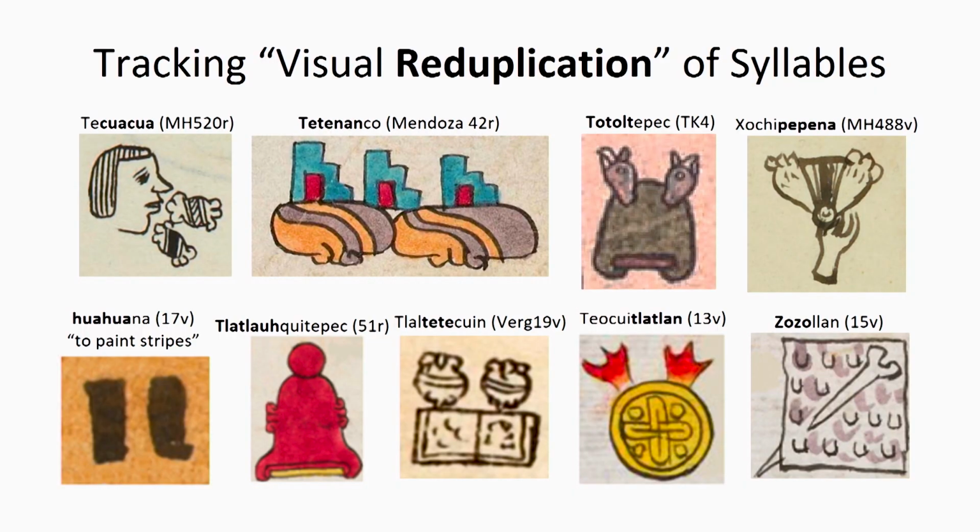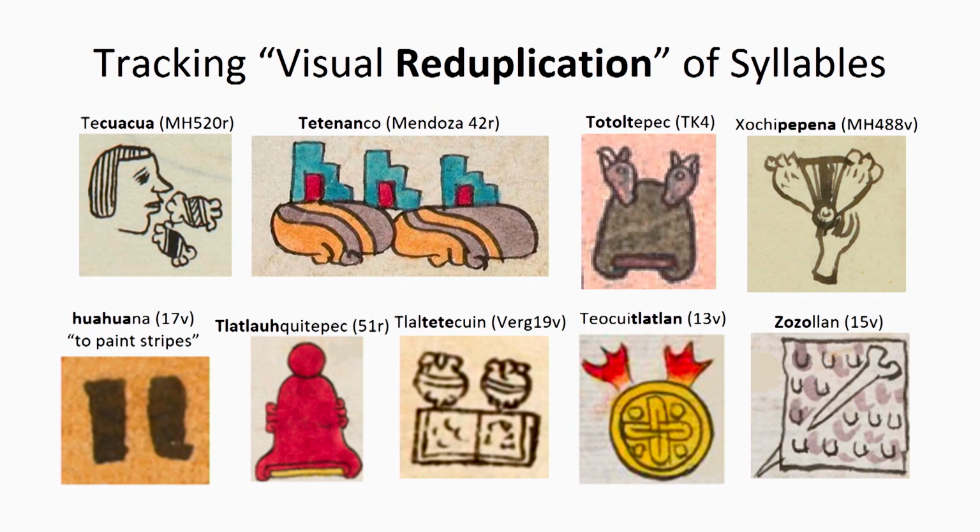So two hallmarks of alphabetic Nahuatl that is rendered visually. One is what we call reduplication, what I'm calling visual reduplication. It's something that appears in alphabetic Nahuatl, which is the repetition of a syllable. So Tetenanco or Totoltepec or Xochipepena or Tecuacua. A syllable repeats in the words, and we've always known that in the alphabetic writing, certain syllables will repeat, and there's a reason to it.